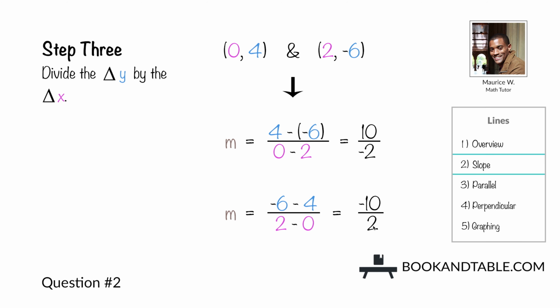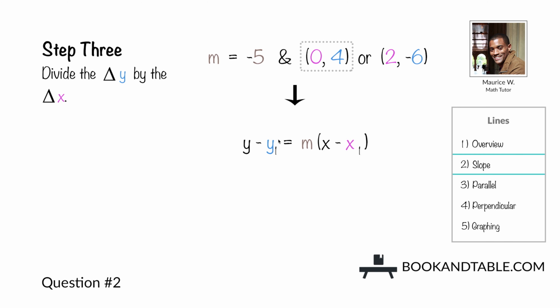For step 3, when you divide delta y by delta x, 10 divided by -2 is -5. -10 divided by 2 is also -5. So we see our slope for this line is equal to -5. We'll then use this slope in either one of these points in the point slope form to figure out the equation of this line. So we can use 0, 4, or we can use 2, -6.